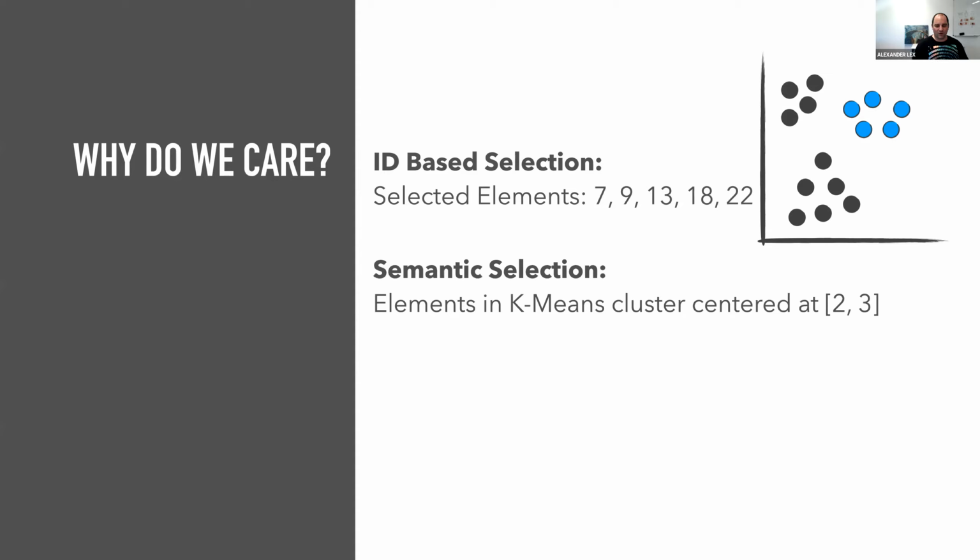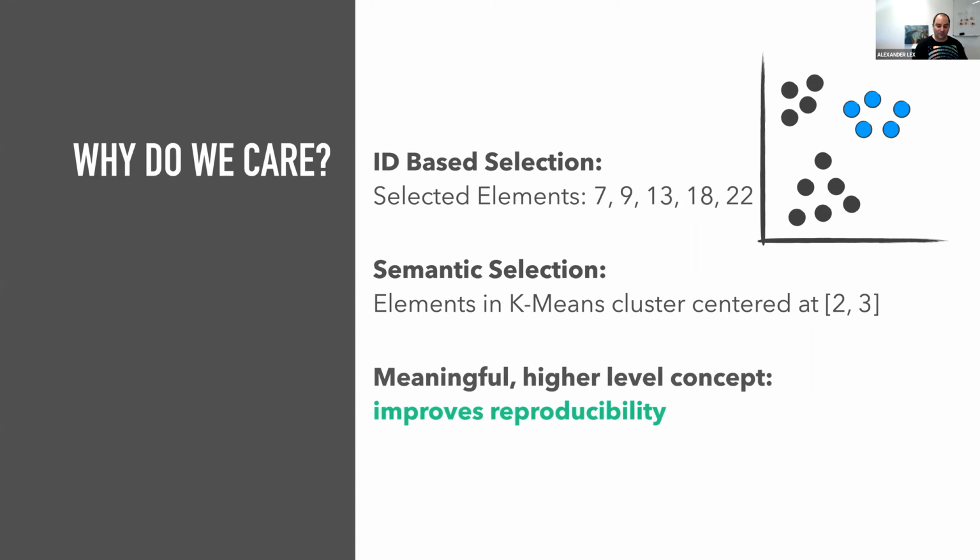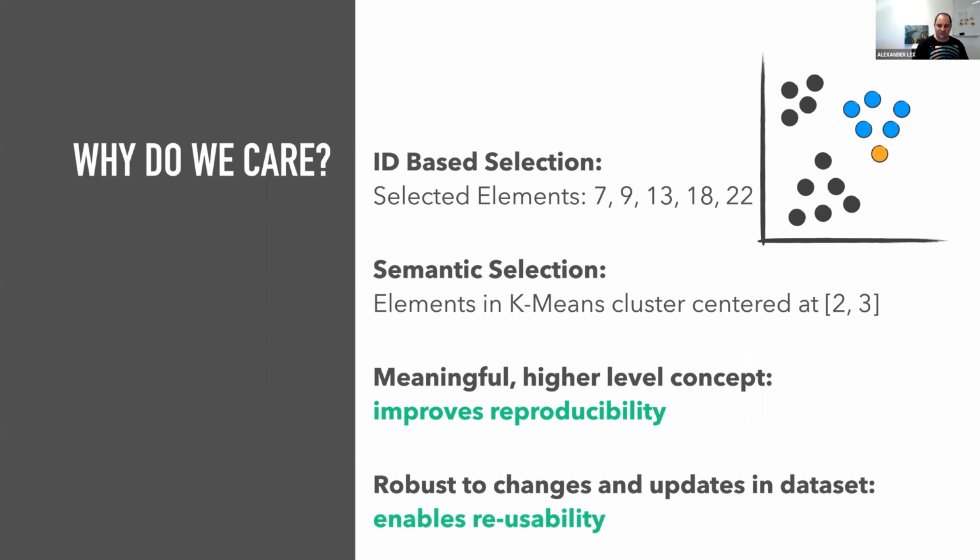What we want instead is what I call a semantic selection. So instead we want to store that we brushed the elements in this cluster that we calculated with k-means, which was centered at coordinates 2, 3. If we store it like this, we can make the selection super robust to changes happening in the data set. More importantly, it's also a higher level concept, which improves reproducibility. For example, I can search for where I brushed a cluster in my provenance graph. But the real killer application is reusability.